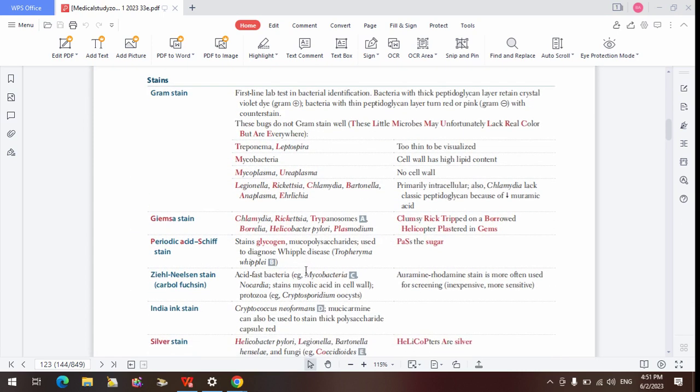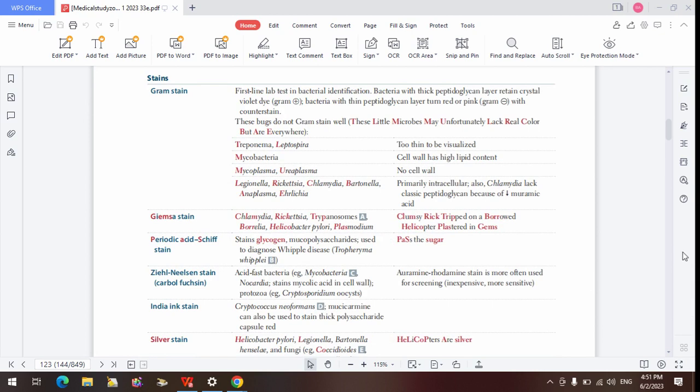Okay. So let's go to the stains. We have so many stains. The one that we are most familiar with is the gram stain. In gram stain, we get the bacterial cell and make the smear on our slide, and we add crystal violet, which is a primary stain. After you add crystal violet, you add Lugol's iodine. Lugol's iodine is there to adhere the crystal violet to the cell wall.